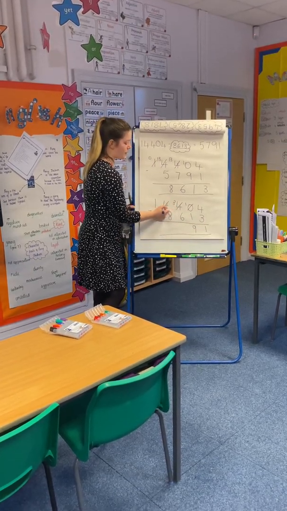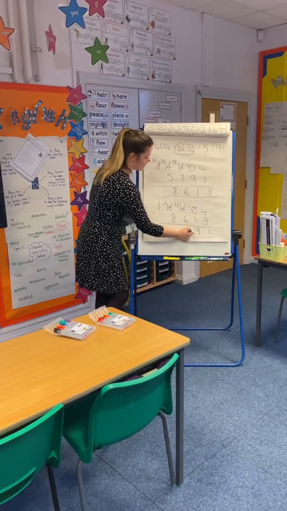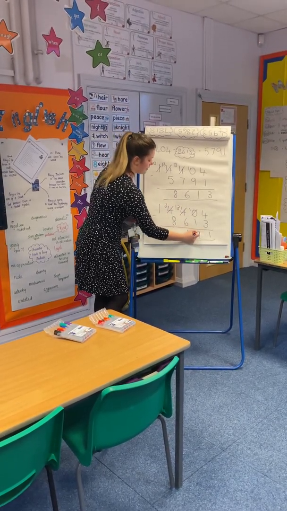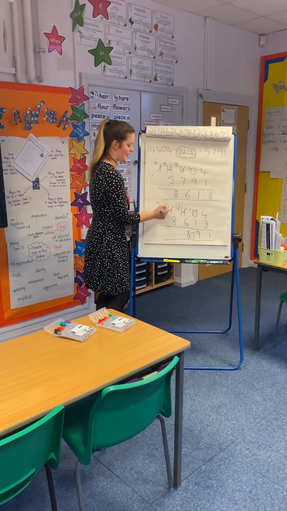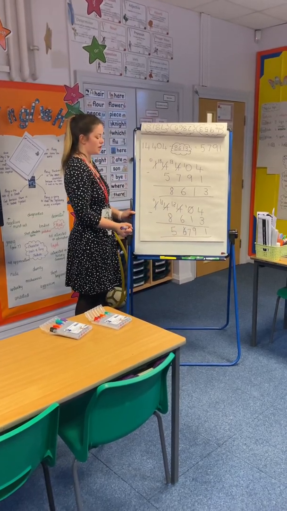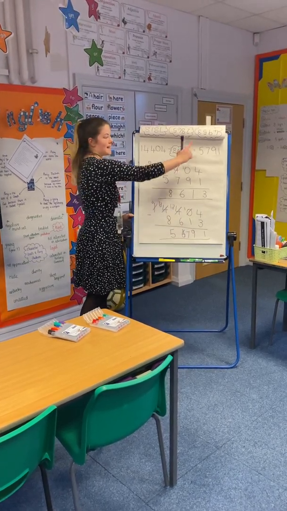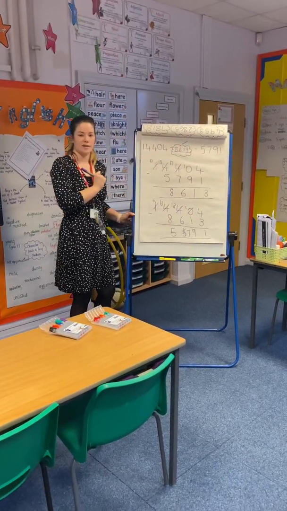Can't do 3 take away 6. 13 take away 6 is not 6, it's 7. Okay, can't do 3 take away 8. 13 take away 8 is 5. So 5,791. So we can see that our two answers match, which means that our missing number is correct.